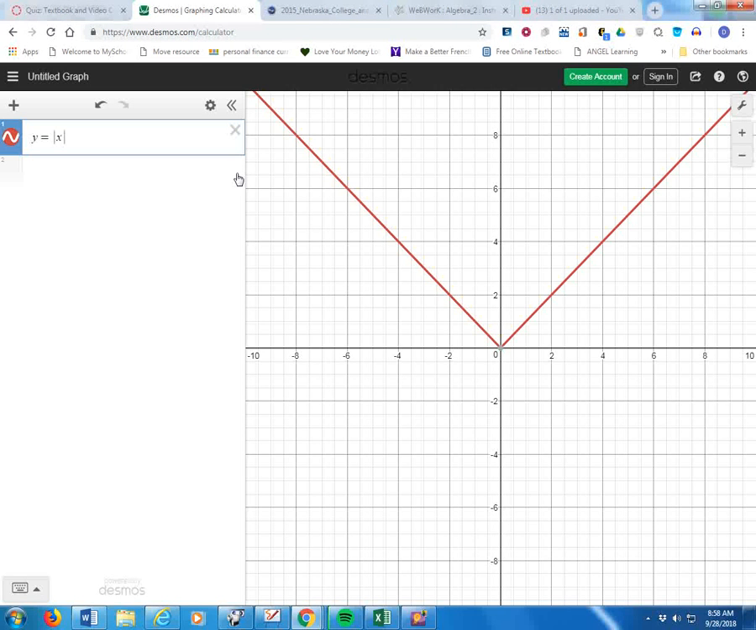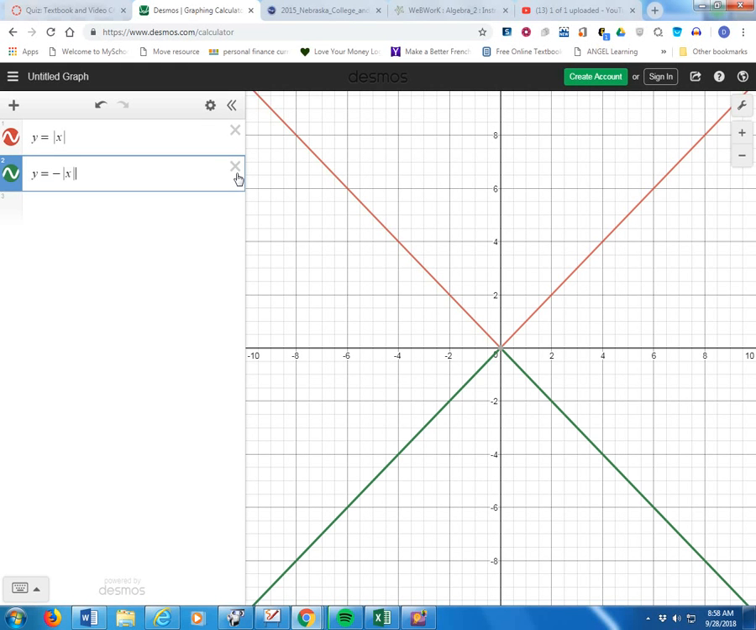Now I want you to hit enter, type in y equals negative, and then the straight line absolute value. So what happened? It's opposite. When you put a negative in front of this function, it flips over the x-axis. It reflects over the x-axis. This is going to be true for every function we learn from this point forward. We're going to learn quadratic functions. We're going to learn polynomial functions. We're going to learn rational functions. The negative flips it, just like it did here. I put a negative in front, and it's flipped it from the top down to the bottom over the x-axis.